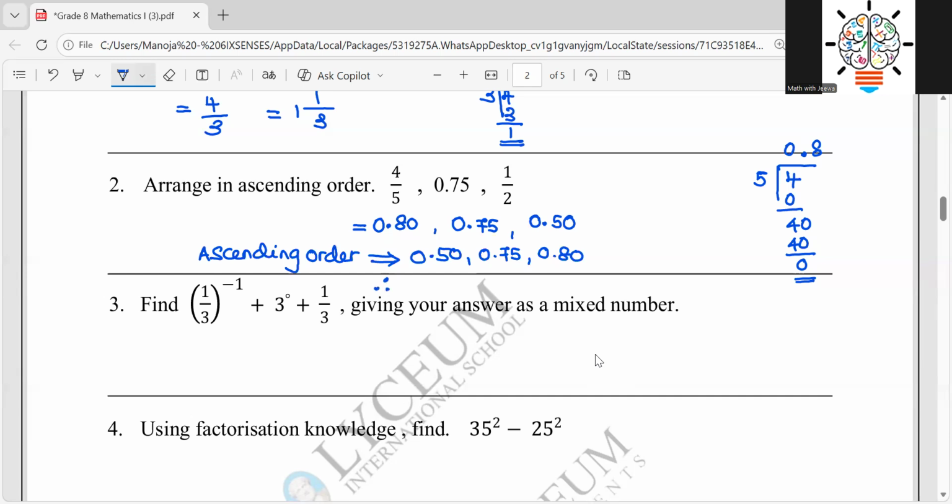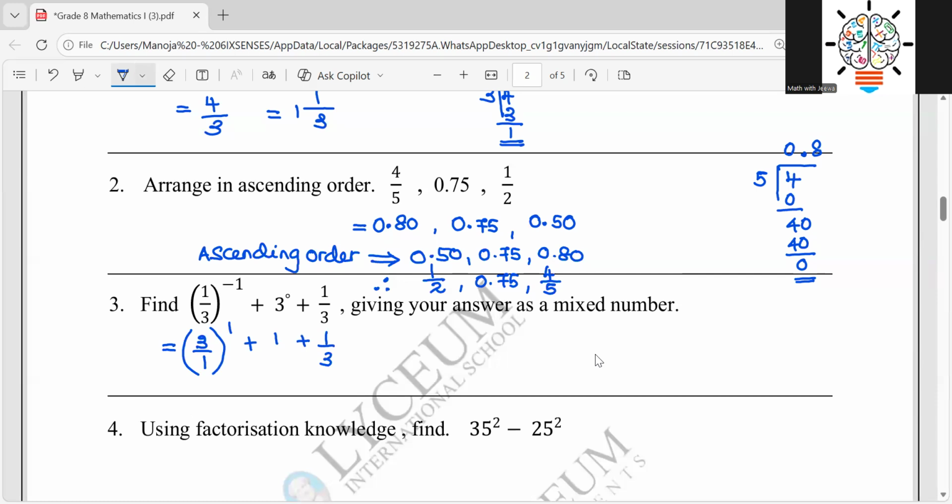Therefore, instead of 0.5, you write 1/2. Then instead of 0.75, you don't want to take anything, you can keep it as it is. 0.8, you can write 4/5, right? Then the next one, you want to convert the negative index into positive index. You want to get the reciprocal, that becomes 3/1 to the power positive 1. And 3 to the power 0 means 1, and then you have 1/3.